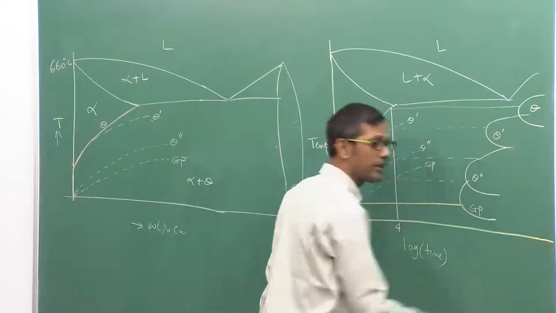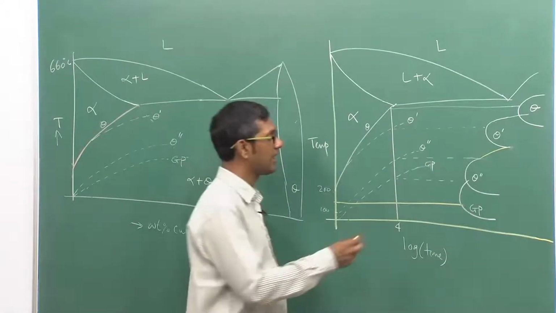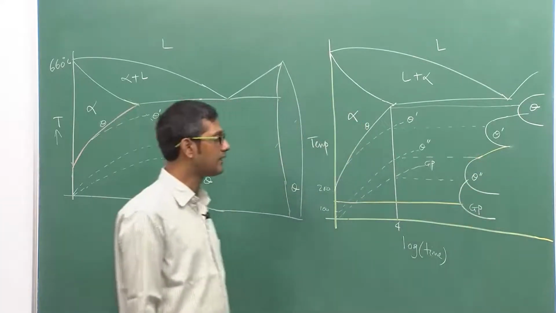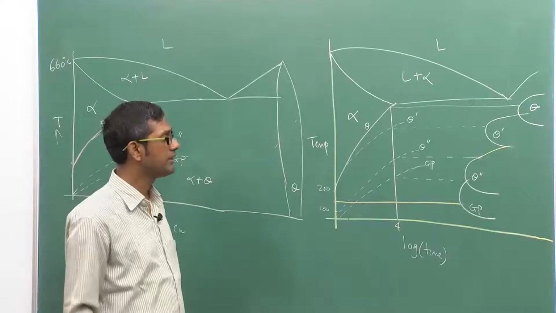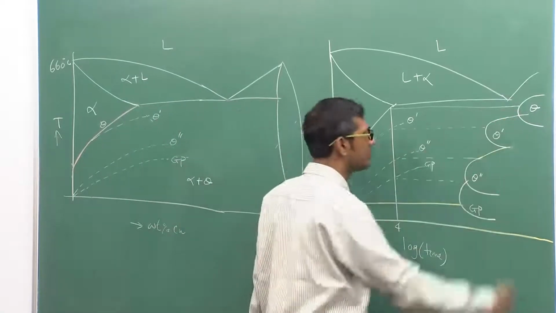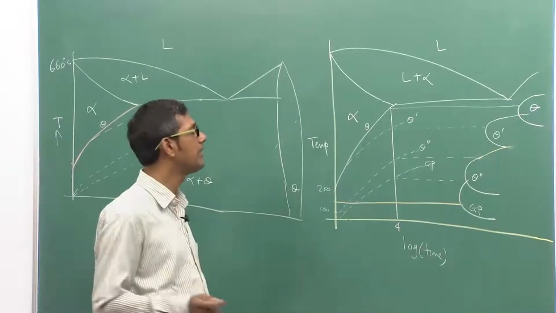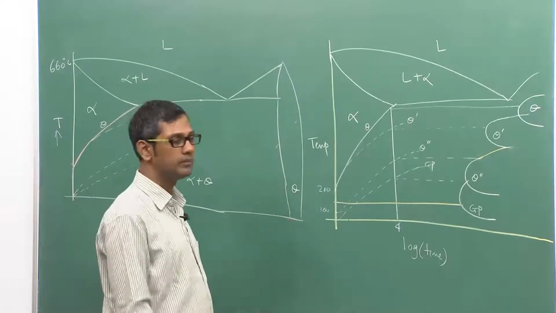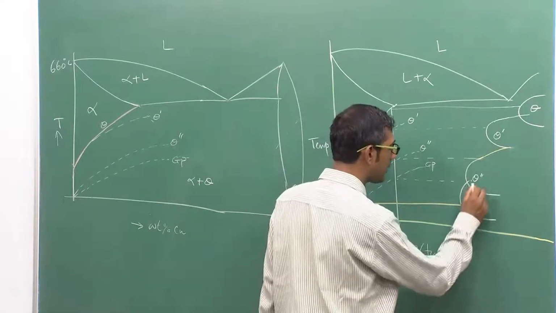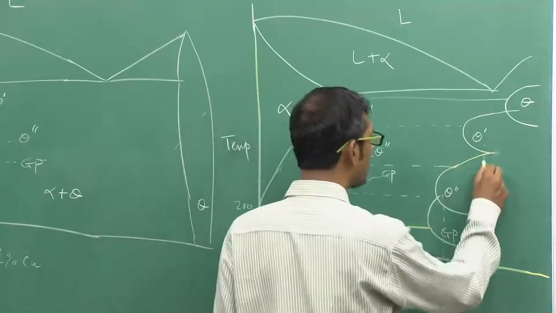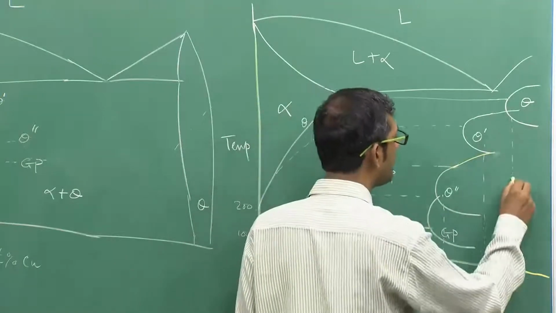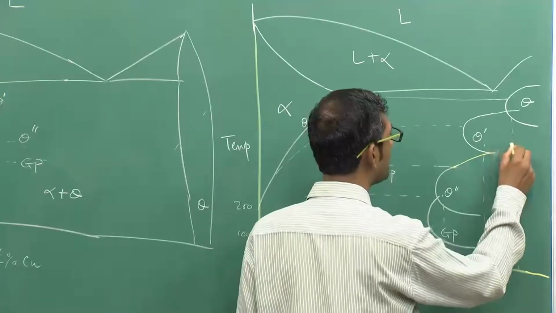So depending on our use, depending on our need, we can stop the heat treatment any time. It is very clear that we can never have a single precipitate at any time, except at a very high temperature and very long time when theta will completely form out of the sequence. But if I stop here, we will have a mixture of theta prime, theta double prime and GP zones. If I stop there, we will have a mixture of GP zones plus theta double prime and theta. If I stop there, we will have a mixture of GP zones, theta double prime, theta prime and a little bit of theta.